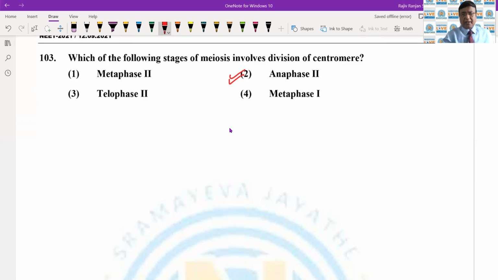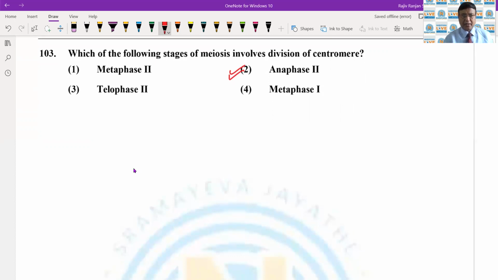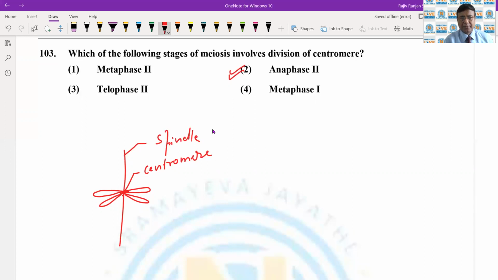First, let's see metaphase 2 and then anaphase 2. In metaphase 2, the chromosomes with the chromatids are arranged at the metaphase plate, the equatorial plate, just as we see in mitotic metaphase. The chromosomes are not paired, and the spindle fibers come from the opposite poles and get attached to the centromere. This is the centromere, and this is the chromosome with the two chromatids. This is the spindle fiber. So this is metaphase 2 of meiosis 2.